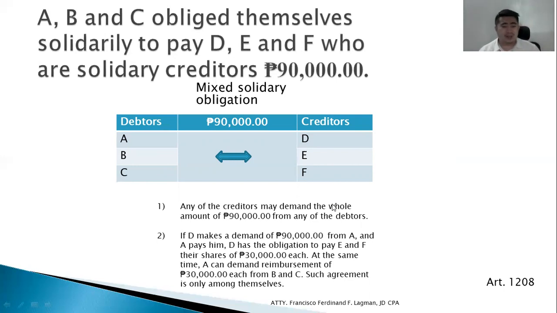Yan, can there be a mixed solidary obligation? Pwede ba sa isang side, joint, sa isang side, solidary? There's no prohibition.